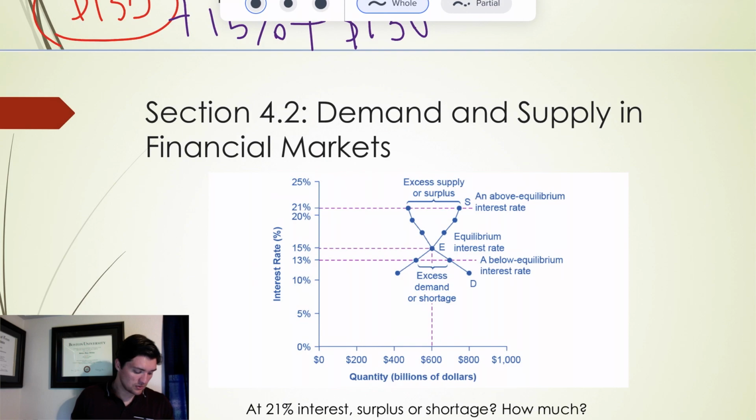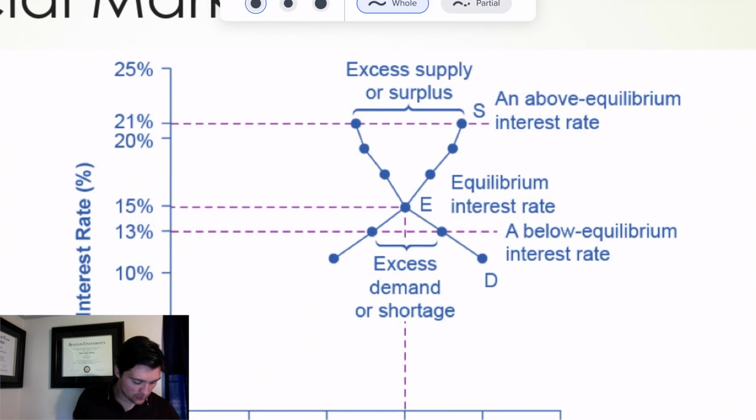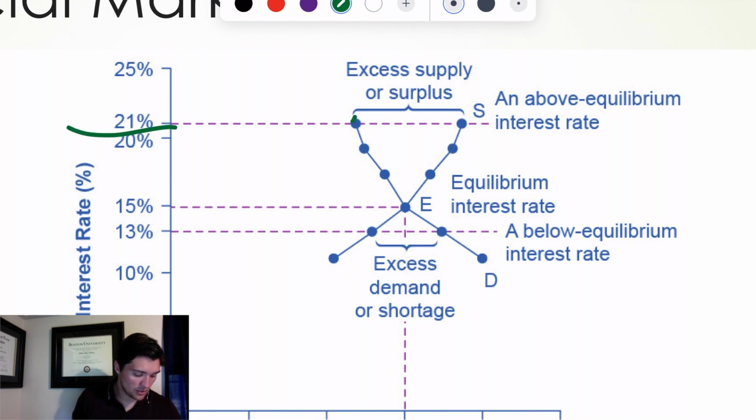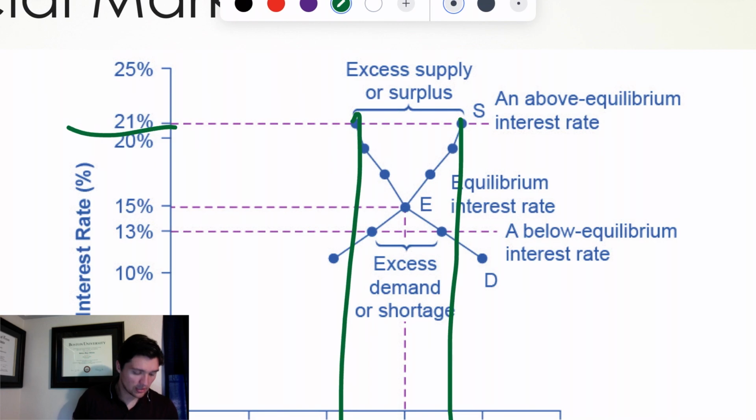Okay, so nothing about that changes in the sense of demand and supply. But let me ask you, at an interest rate of 21%, what is the surplus or shortage? So if the rate were 21%, is that a surplus or a shortage? Well, it's up here. So here's your quantity demanded, here's your quantity supplied. So we have more supply than demand. That has to be a surplus.